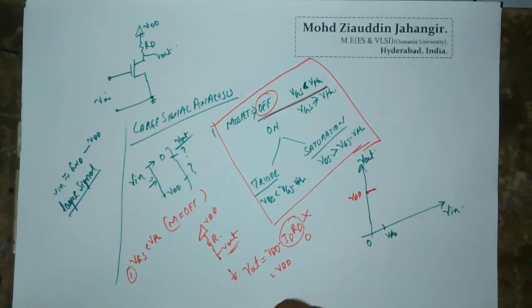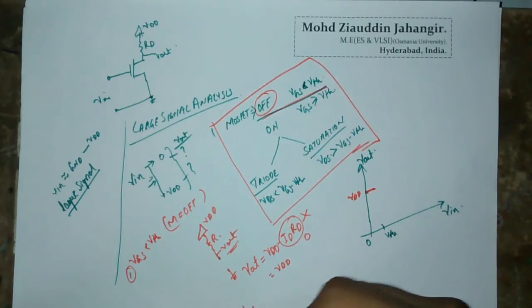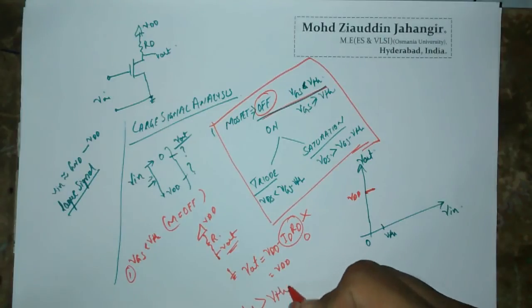Okay. So what happens after this point? That will be our second case, where your VGS is now greater than VTH.